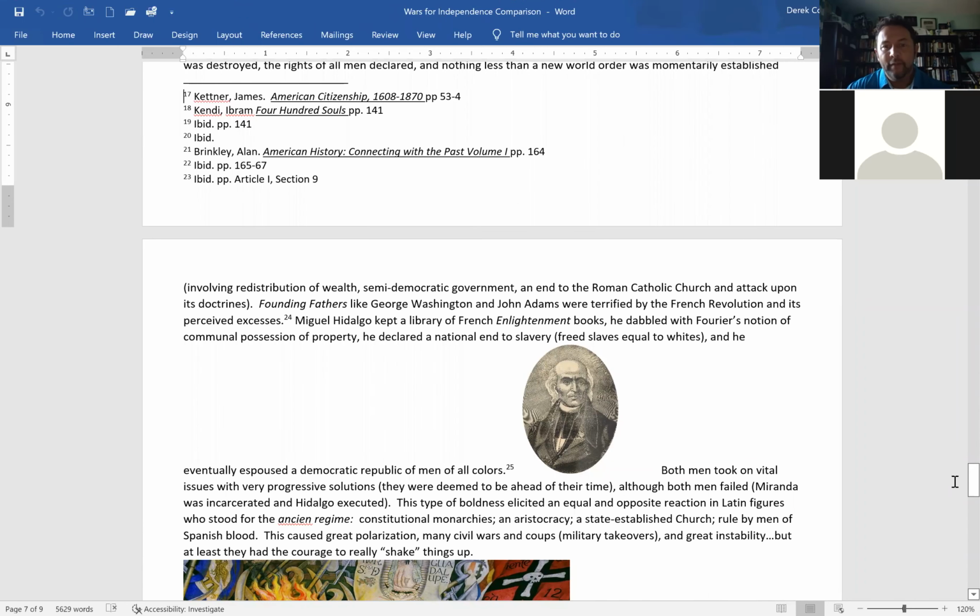Miguel Hidalgo advocated in a given city during his rebellion. He declared a national end to slavery. He eventually espoused a democratic republic of men of all colors.